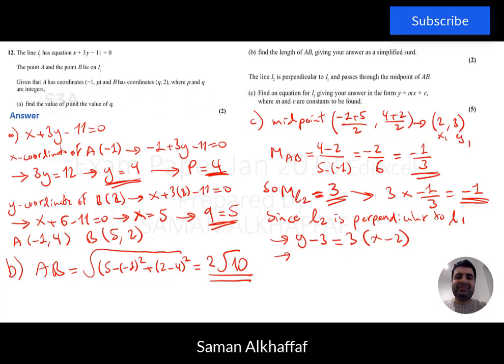First we multiply the 3 by the bracket, so that will give us 3x minus 6, and then we move the minus 3 to the other side, so that will give us y equals 3x minus 6 plus 3, so that will give us minus 3. This will represent our equation in the form of mx plus c, and this will be our answer for part C.